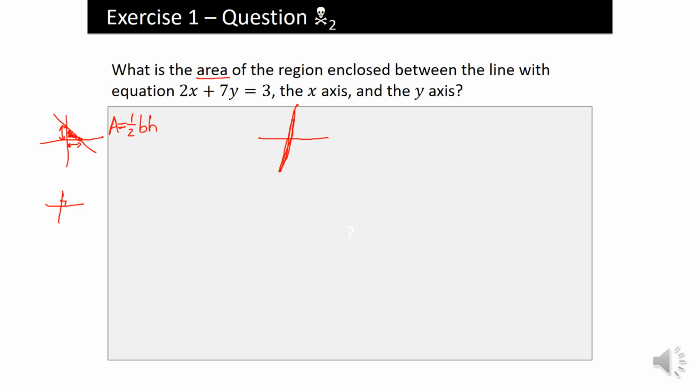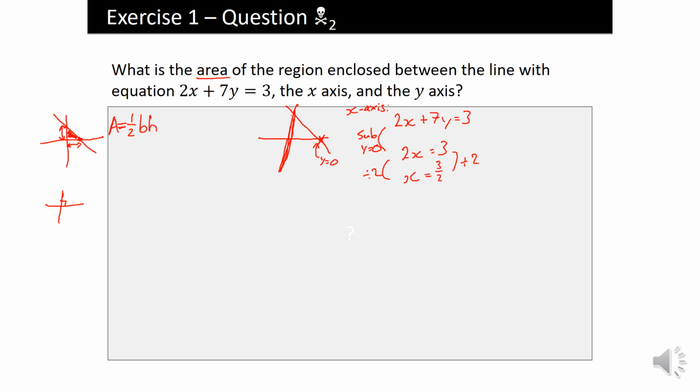Not very neat. So where it hits the x-axis, what is the y value here? On the x-axis, the y value is always 0. So y value is 0, we're going to substitute that in. So if we've got 2x plus 7y equals 3, we're going to sub in y equals 0. So that is for the x-axis. So sub y equals 0, so we've got 2x equals 3. So divide by 2. That tells us x equals 3 over 2.